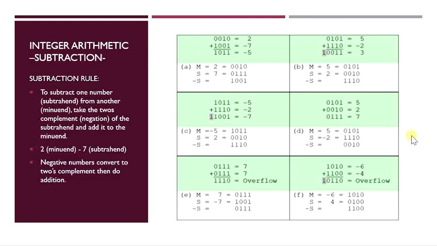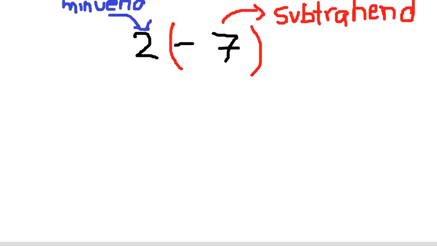The next arithmetic operation is subtraction. Here you must know the rule of subtraction. To subtract one number, the subtrahend, from another, the minuend, take the 2's complement negation of the subtrahend and add it to the minuend. If you see the first example here, 2 minus 7, 2 is considered the minuend and 7 is the subtrahend. So we look at this part.